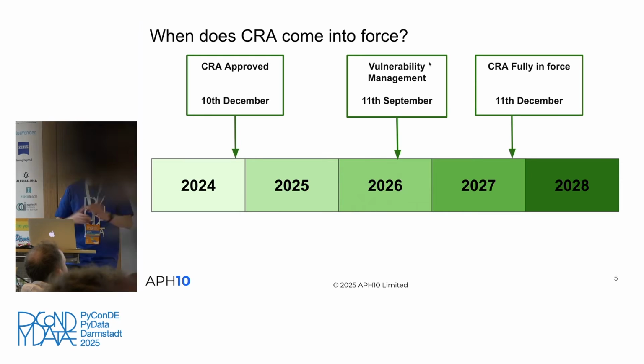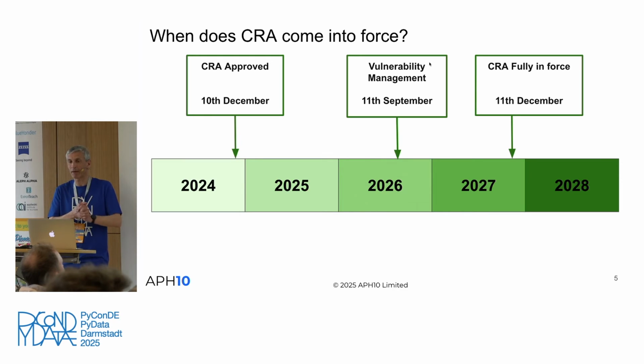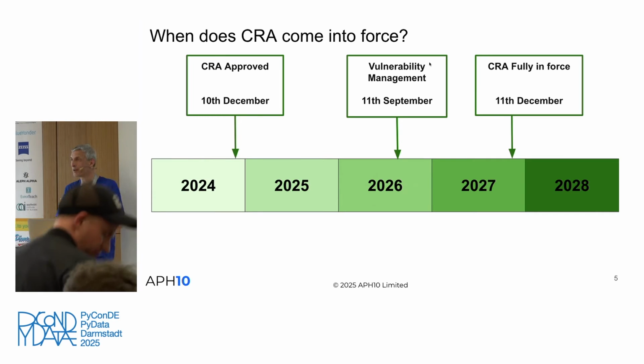And we're in the transition period. So December last year, it got approved. It took a long time. We've got the first stages coming in phase next September 2026, and it becomes fully available towards the end of 2027. And then who knows when fines start appearing, 2028 and beyond.